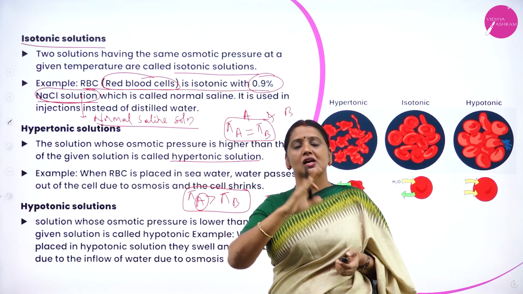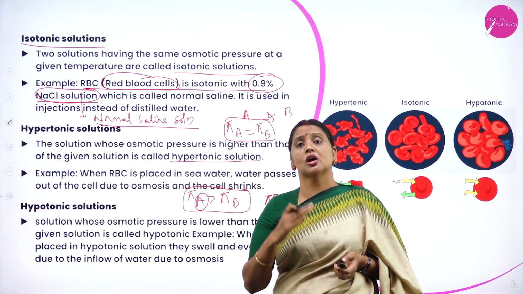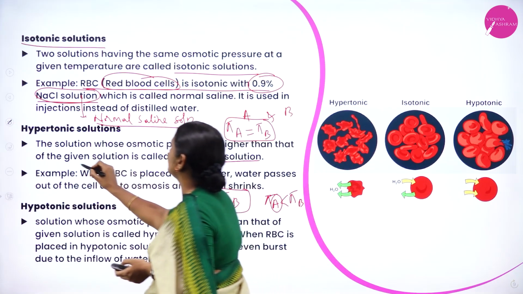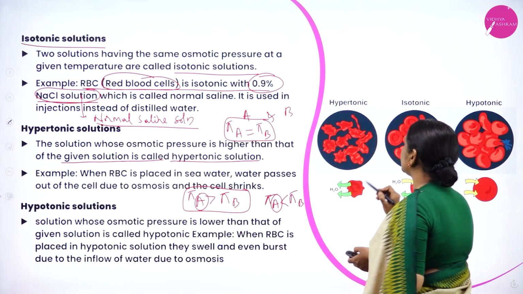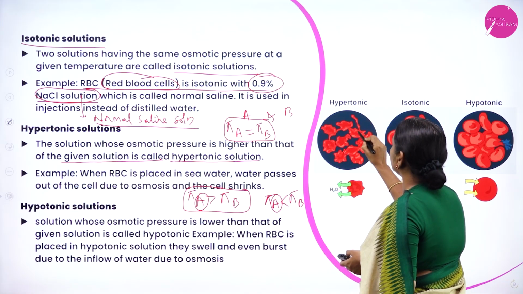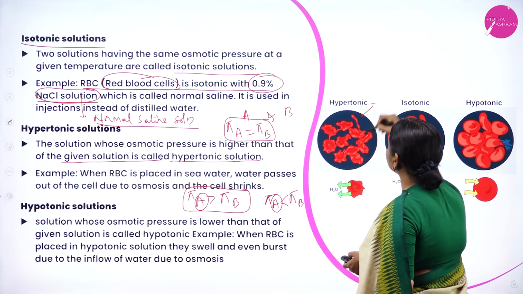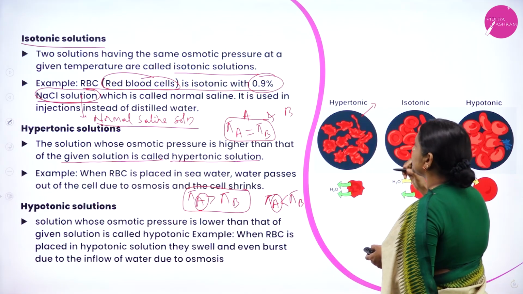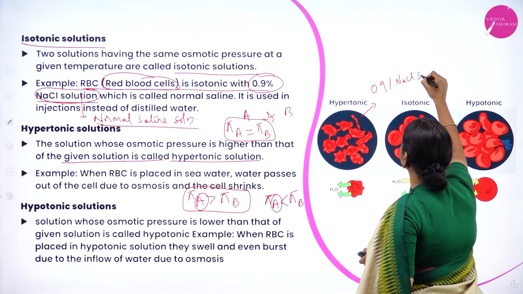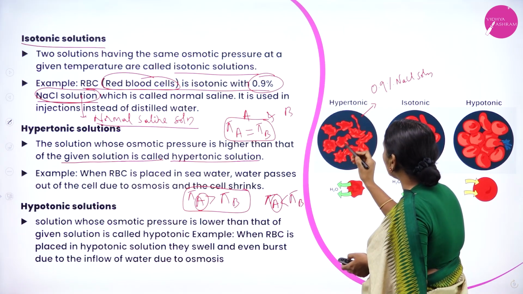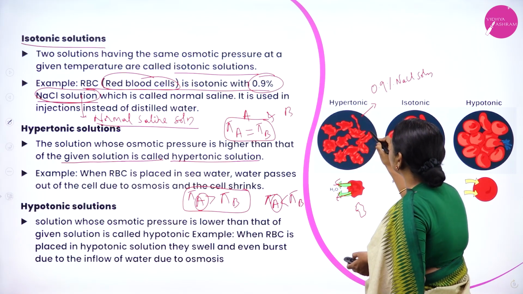When two solutions have the same osmotic pressure, they are called isotonic. A solution whose osmotic pressure is higher than that of the other solution is called hypertonic. Say RBC is placed in seawater. These are the RBCs. Are you observing the red color? When they are placed in seawater whose concentration is more than 0.9% NaCl solution, water diffuses out of the cell and the cells shrink like this.